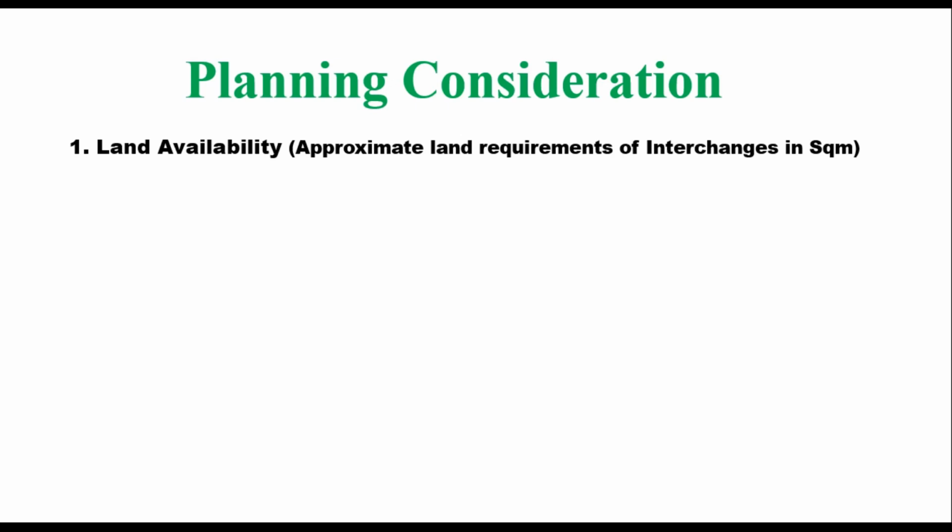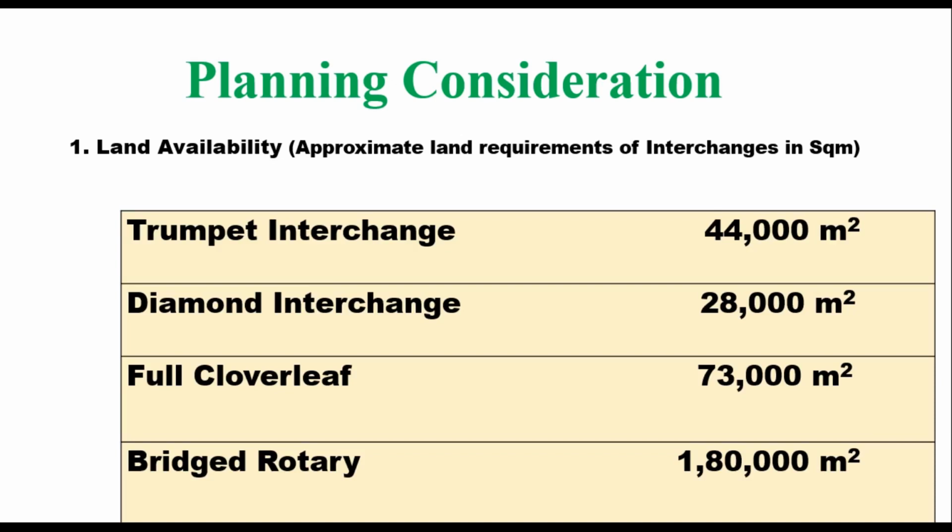The land availability is extremely important in case of urban areas, and the approximate land requirement for different types of interchanges as suggested in IRC 92 is given here. For trumpet interchange, you require 44,000 square meter. Diamond interchange requires a minimum area, but multi-level rotary requires the largest area, that is 180,000 square meter.